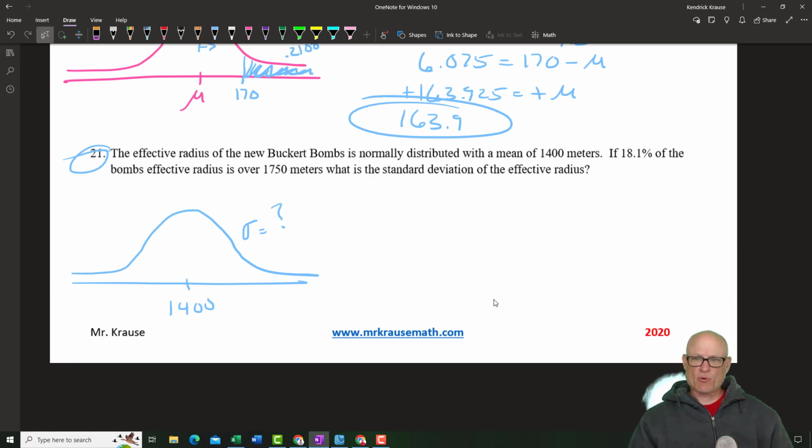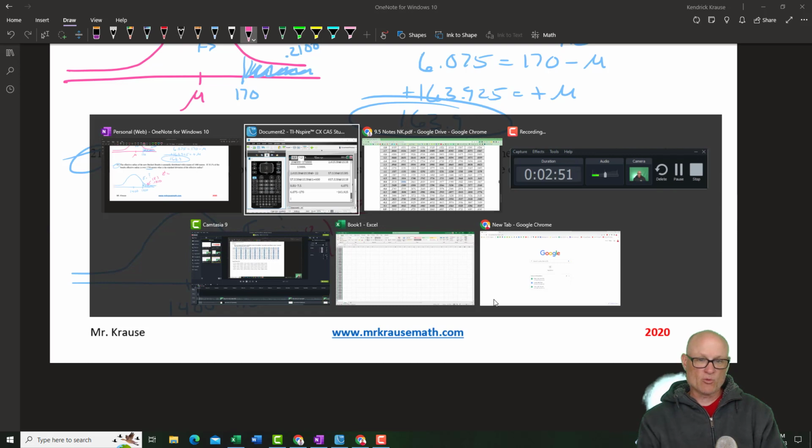Mean weight of 1,400. In this case, we're looking for the standard deviation. If 18.1% of the bomb's effective radius is over 1750, so 1750 would obviously be on this side, and it said 18.1%, well, that's this. So this is 18.1% or 0.1810. All right, so we got to look that up.